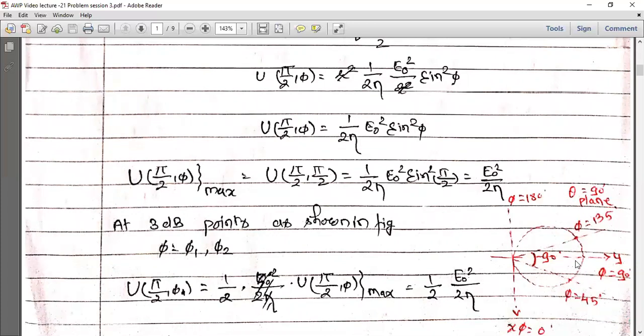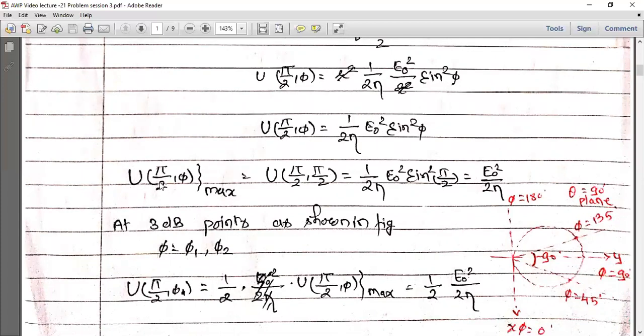Along the y-axis direction, or I should ask in which direction this expression will achieve the maxima, or in which direction in the theta equals pi by 2 plane the radiation intensity becomes maximum. The obvious answer is in the direction of phi equals 90 degree. Phi equals 90 degree is the y-axis, and along this direction the maximum power density or maximum radiation intensity is given by 1 upon 2 eta E0 square.